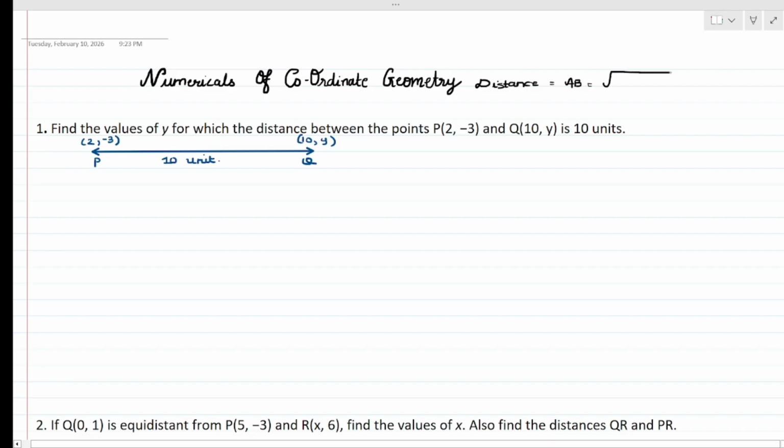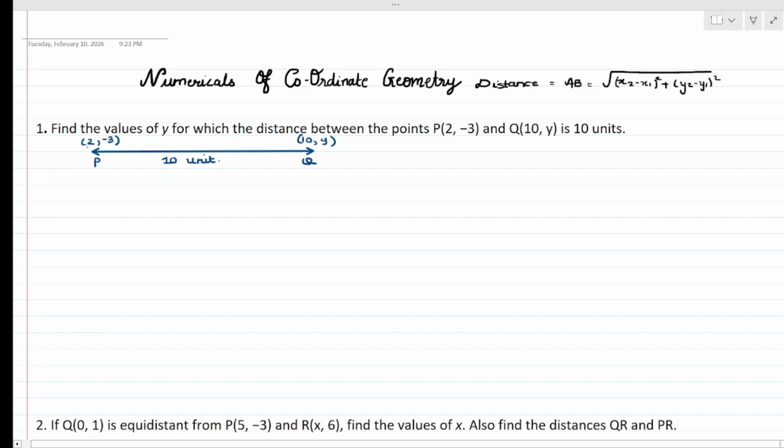equals to under root x2 minus x1 the whole square plus y2 minus y1 the whole square. Okay. This was the formula which we studied in the earlier video. Same as we studied the equidistance formula, then we studied about the section formula. Today in this video, we are going to apply those formulas and solve a few numericals.